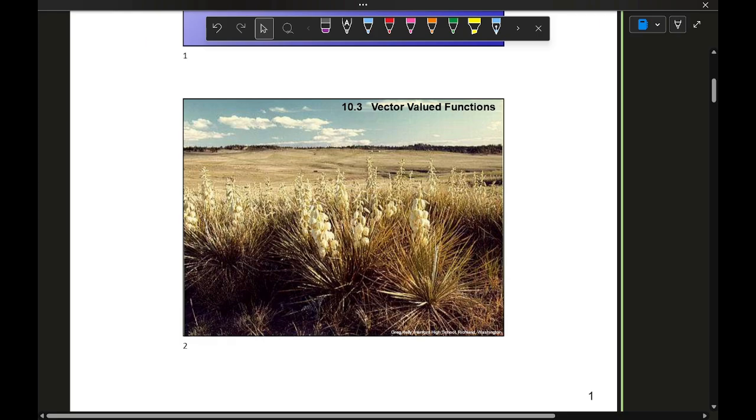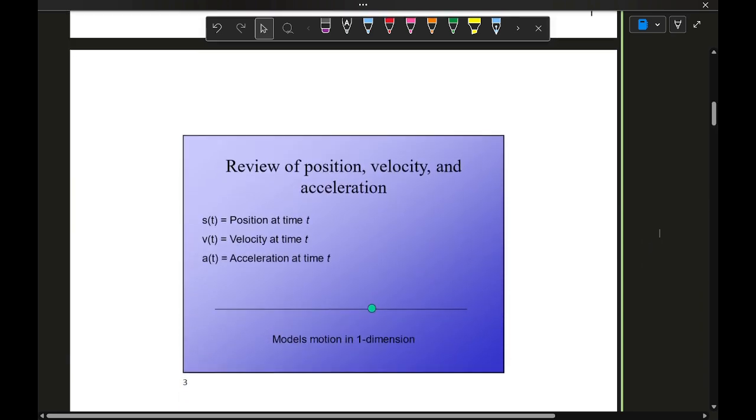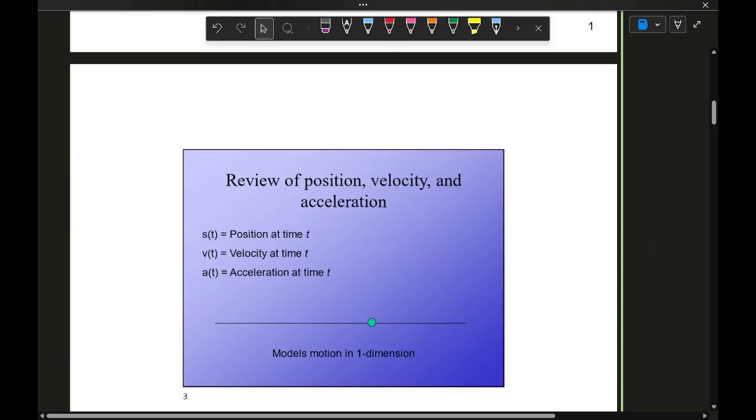Okay, so today we're going to take a look at vector valued functions. Just some quick review. There are three functions in one dimension generally relating to particle movement, which is position, velocity, and acceleration, or s of t, v of t, and a of t. The three functions are all related, so v of t equals s prime of t, or the change in position over the change in time, right?